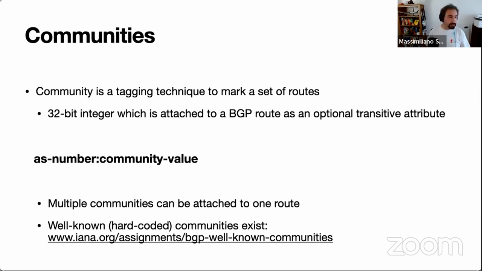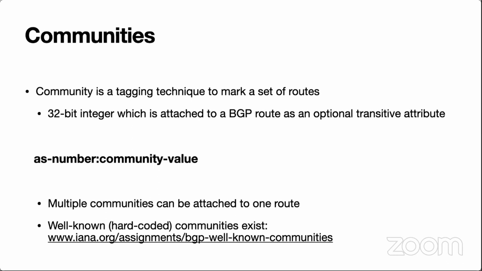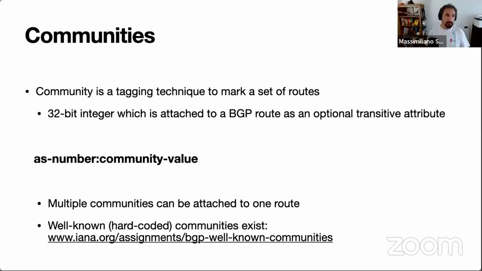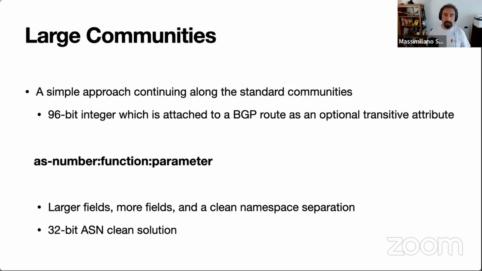communities. What about 48-bit extended communities? We are getting there, it's the next slide. Well, there were extended communities, but I removed them, and then there are large communities. Extended communities would be used for EVPNs and for MPLS, basically. But one of the standards for the internet now is large communities, which are 96 bits. So you can have a 32-bit AS number, a 32-bit function, and a 32-bit parameter.